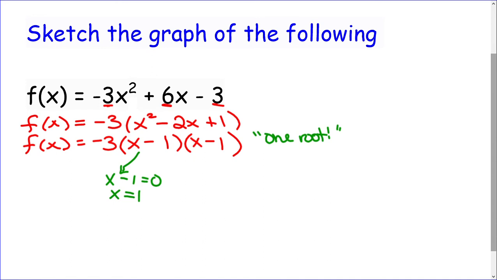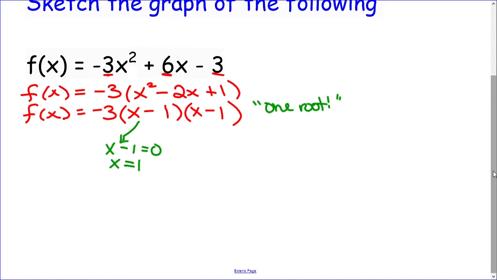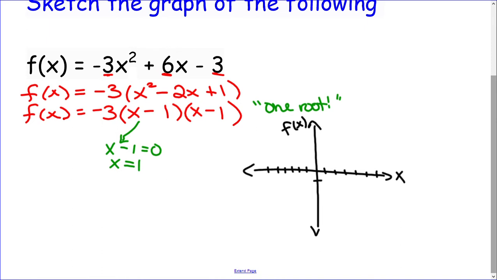So when I sketch this thing out, I know right away quite a bit of information already. I have my x value, I have my function, and I'm just going to plot out a couple of points so I know that x is equal to 1 for one of my roots. And really, there's only one root. Now, does this thing open up or down? Well, there's a negative here, so that tells me this thing's going to open down.